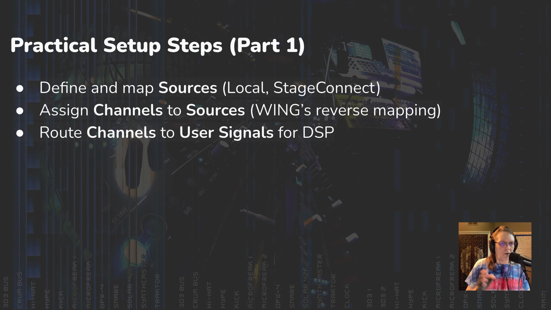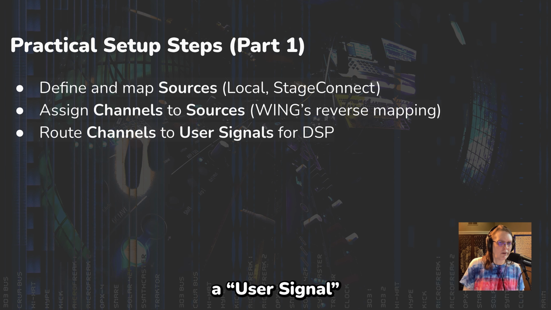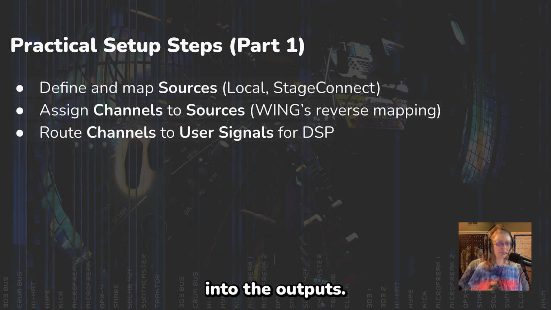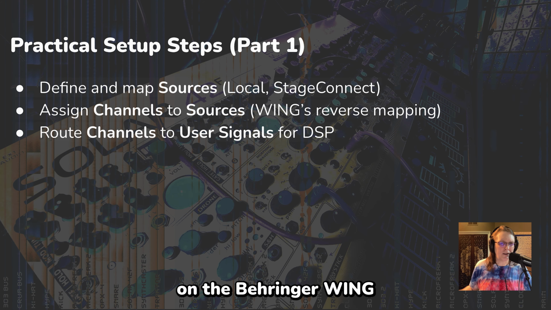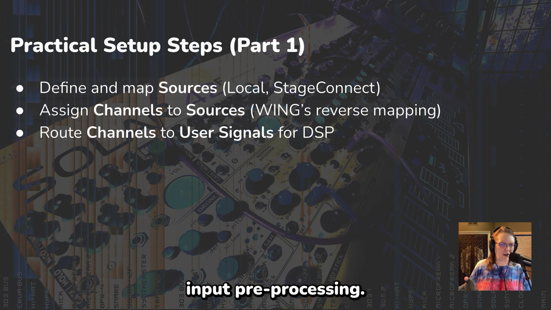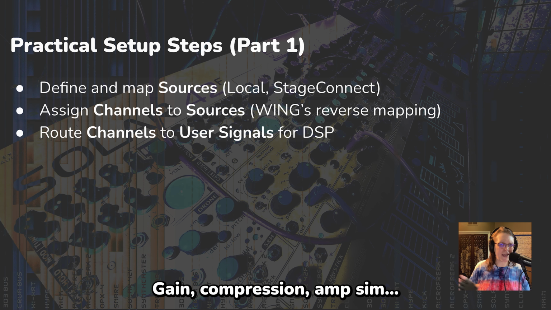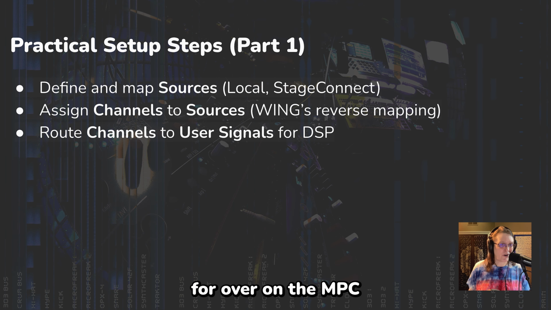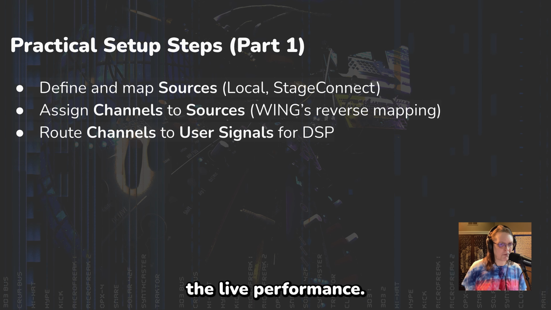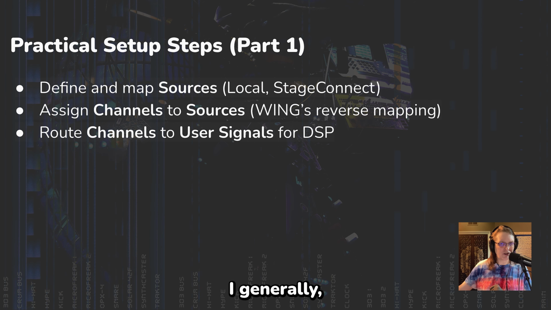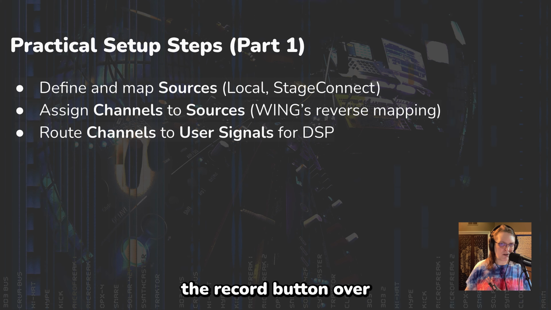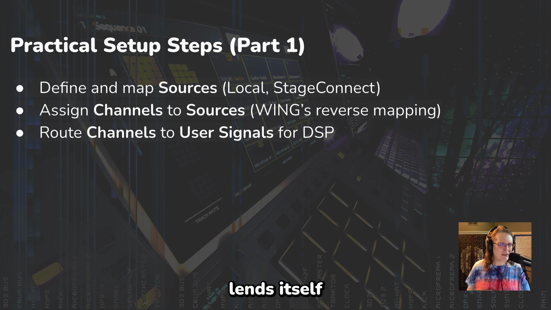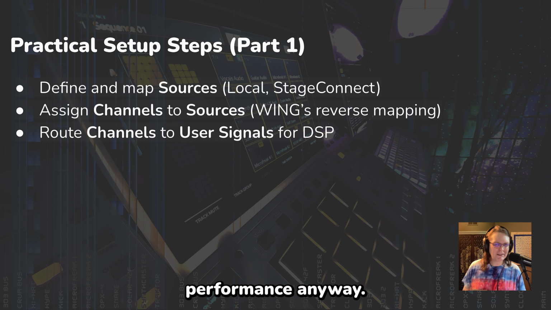So by creating a user signal for every single one of those sources, you can hook that user signal into the outputs. You use the DSP on the Behringer Wing for input pre-processing, at least that's what I do. Gain, compression, amp sim. But I save the wildest stuff for over on the MPC, where I'm going to be doing the live performance. And when I'm doing a live performance, beyond touching the record button over on the Wing side, I don't touch it. And I don't think that UI really lends itself well to a live performance anyway.